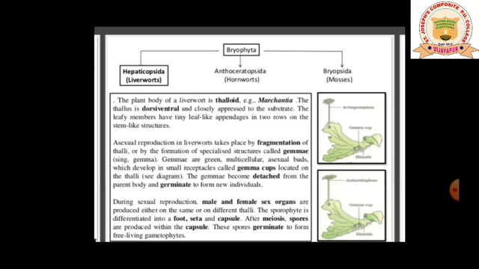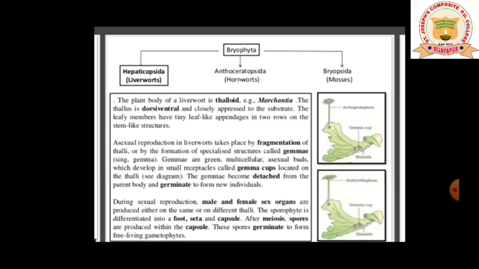Asexual reproduction in liverworts takes place by fragmentation of thalli. So each thallus will get cut off or divided into small fragments, and each fragment grows into a new thallus, or by formation of a specialized structure called gemma. Gemma cups are going to form. Asexual reproduction, no doubt, is going to be carried out by fragmentation.